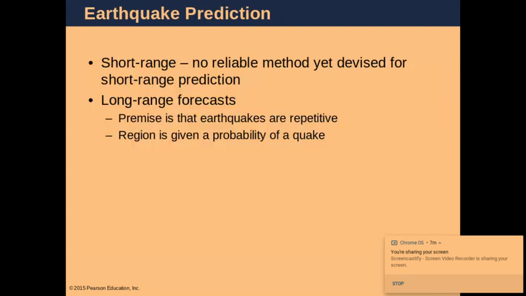As far as prediction goes, for short range, there's literally no reliable way that we can figure out where there's going to be an earthquake. Long range, however, we go with the idea that different regions have the likelihood of having a bad earthquake every so often. So once we know that it's been so long since an earthquake has happened in an area, then we have an idea that one is probably bound to happen there.